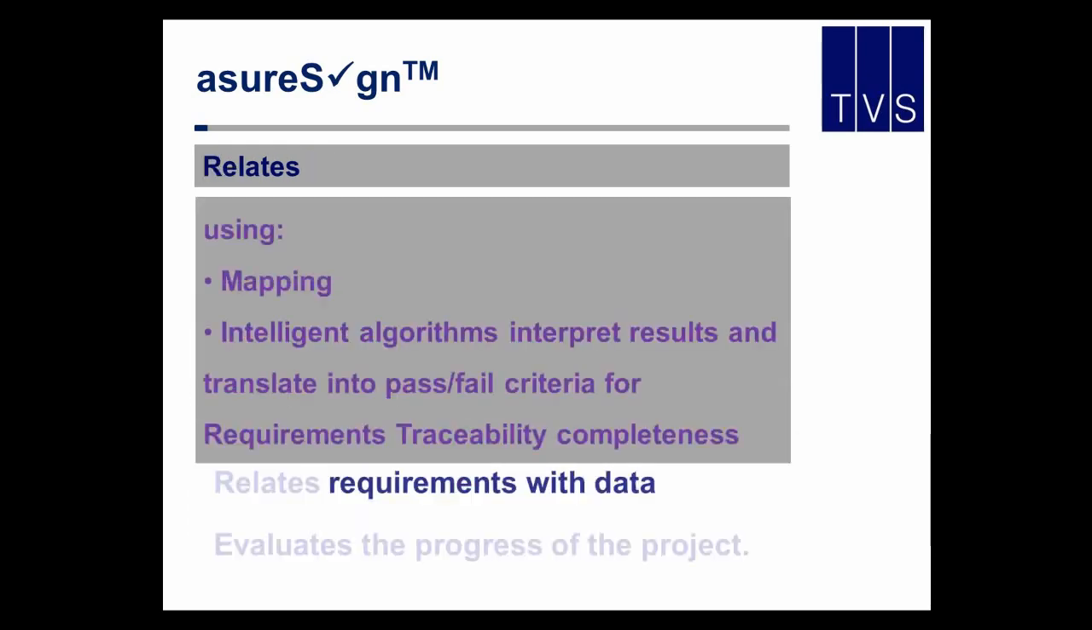So we put some relations in it. So we try to map the requirements, as we said, down to the test plan and then down to the test results. We use some intelligent algorithms to interpret the results and translate them into pass and fail criteria for the requirements traceability completeness. Essentially, within the hardware world especially, we have multiple types of test criteria to say whether they're pass or fail. They're not necessarily got something called a pass. We might have a coverage check, or we might have a percentage coverage, which would be our metric for passing. So we interpret those and we allow manipulation of those to suit your purposes.